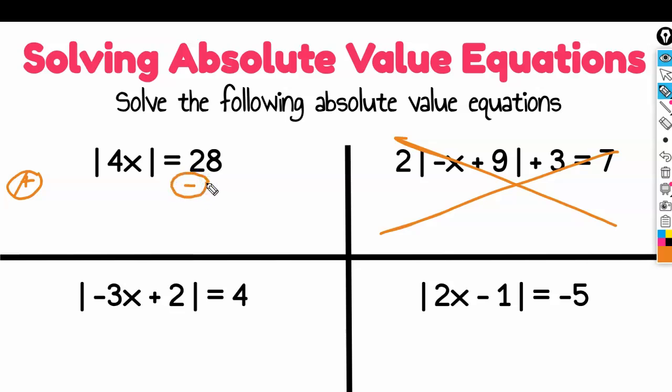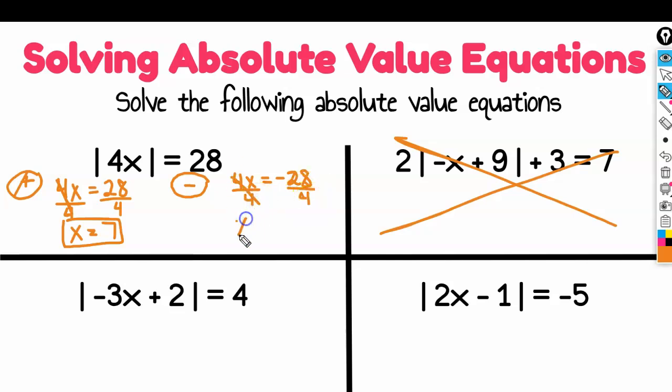Okay. So I have one where it'll be 4x equals positive 28. And then I'll have one where it's 4x equals negative 28. So remember, just to get x alone, I see that it's 4 times x. So I will divide by 4 on both sides. And for my first equation, my positive one, it is x equals positive 7. And for my other one, when I divide by 4 on both sides, I find that x equals negative 7.